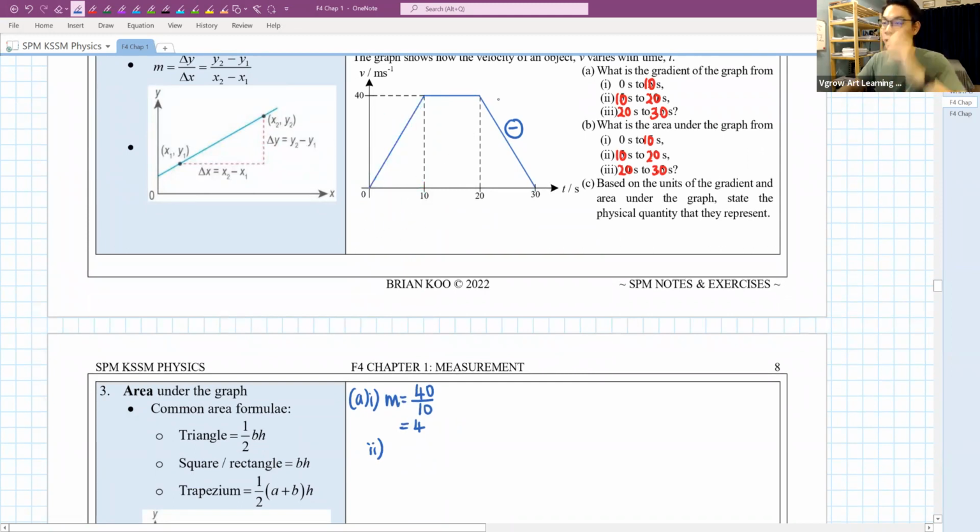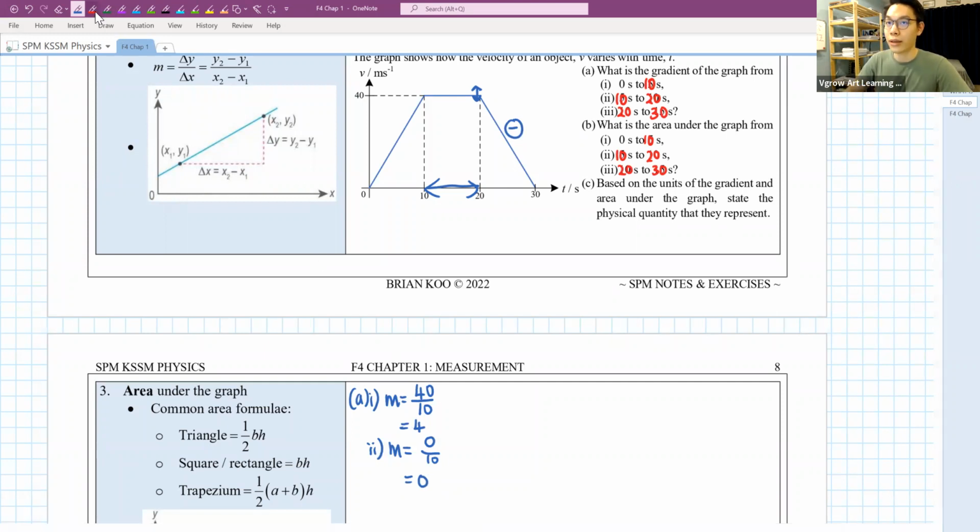Number 2, for 10 to 20 seconds. Is there any y distance or not? Is there any distance in the y? No, there's no distance there. So it is 0 over, here is what? Here's 10. Okay, from 10 to 20 seconds. So 0 over 10 is just 0. Okay, 0 over 10 is just 0.